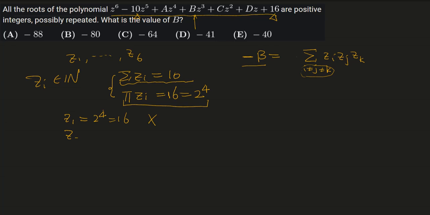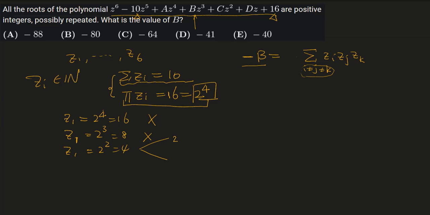Then the next case is z1 equals 2 to the 3rd, which is 8. We know that this is wrong as well. Remember, we have 6 positive integers which add up to 10. And if one of them is already 8, then the sum is certainly greater than 10. Therefore, this is impossible. What if z1 equals 2 squared, which is 4? Is this possible? Let's subdivide it into 2 smaller cases. Remember, we have another 2 copies of 2, because here it is 2 to the 4th.